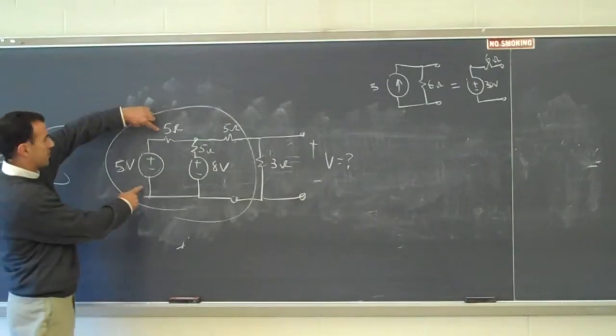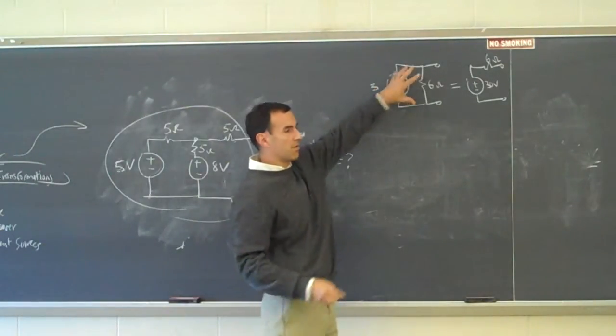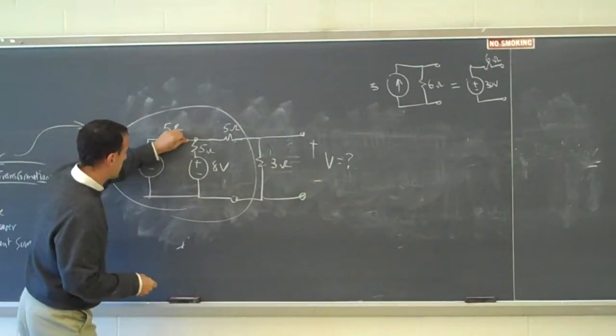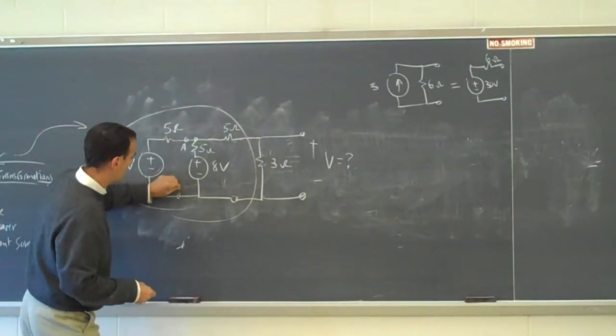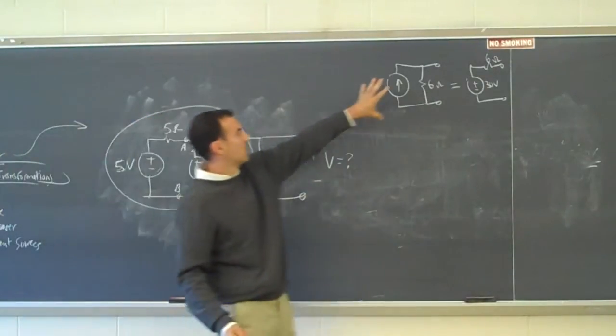Let me take this circuit, the 5 volts and 5 ohms, and try to replace it with a Norton equivalent. So I'm going to take just this section of it between point A and B, this part of the circuit here on the left, and I'd like to replace it with a Norton equivalent.